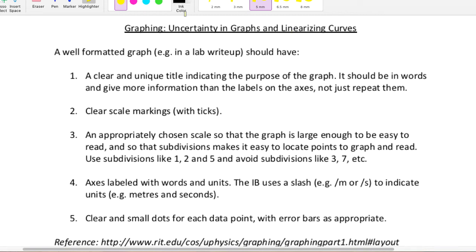Okay, this is a video to outline uncertainty in graphs and linearizing curves. First, here's just some details about good formatting of graphs. Some of this will be taken care of for you if you plot your graph on a computer, like clear scale markings and clear and small dots.